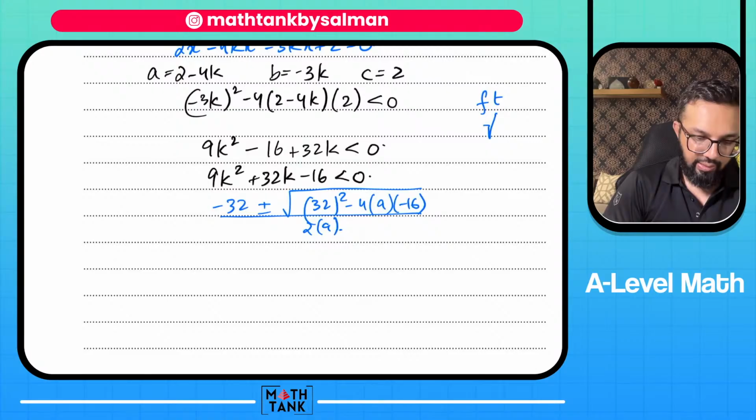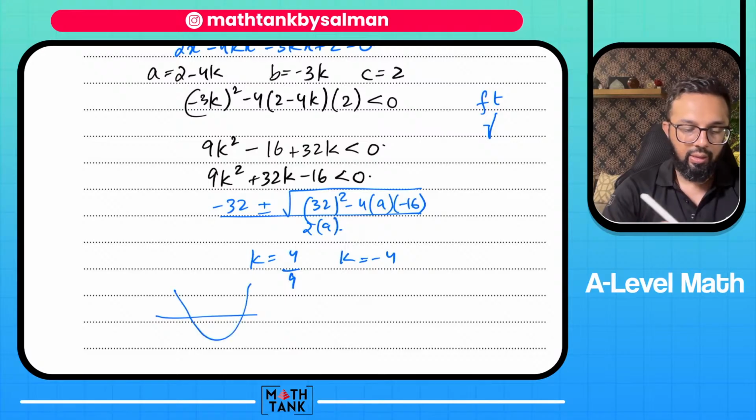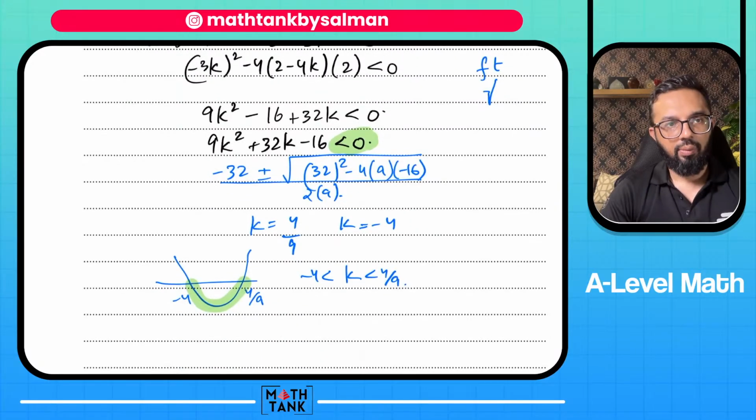So what are the two values? 9, 32 and minus 16. So 4/9 and minus 4. So case 4/9 and minus 4. For the quadratic inequality, I usually do this. So I shade an answer. What values? Less than 0.